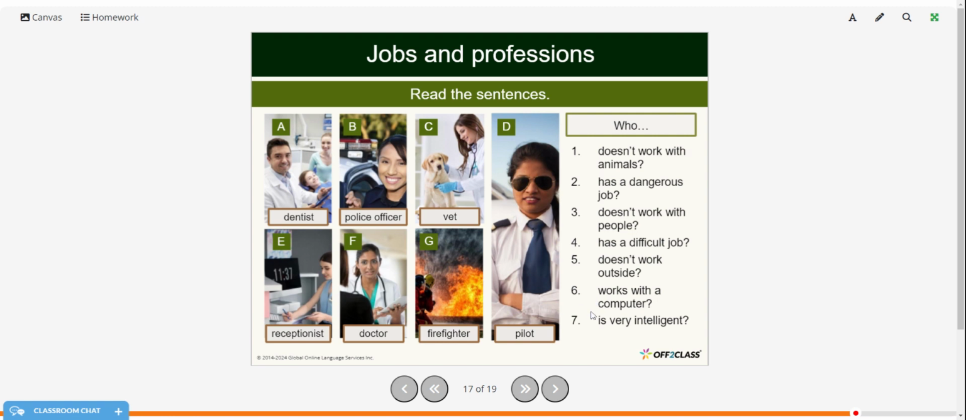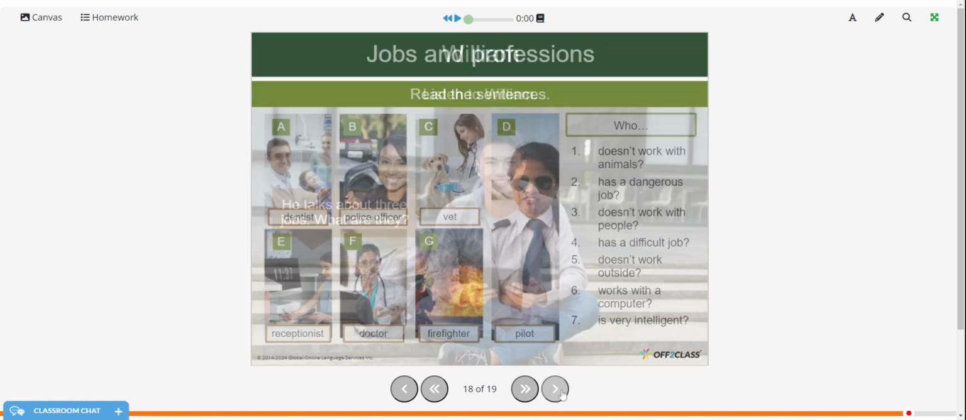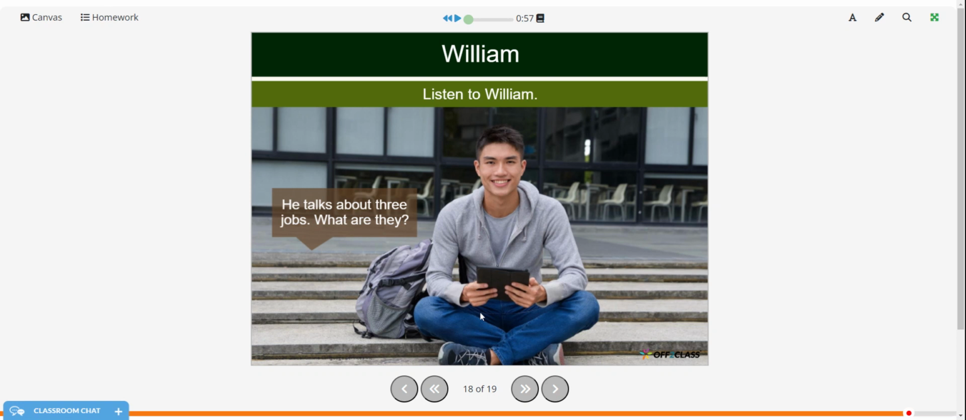And who is very intelligent? Well, probably all of them. They would all need a certain amount of intelligence to do their jobs. All right, we're going to listen to William, and it says he talks about 3 jobs. And so what are the 3 jobs that he talks about?